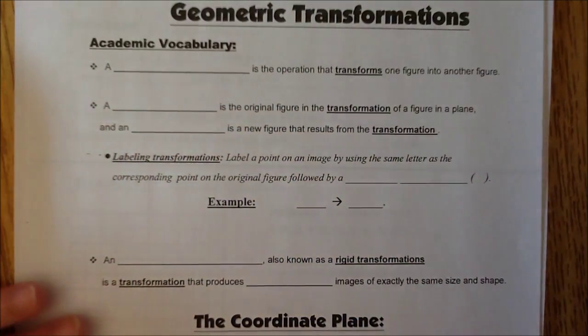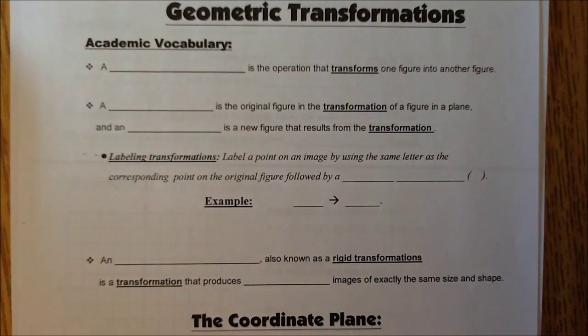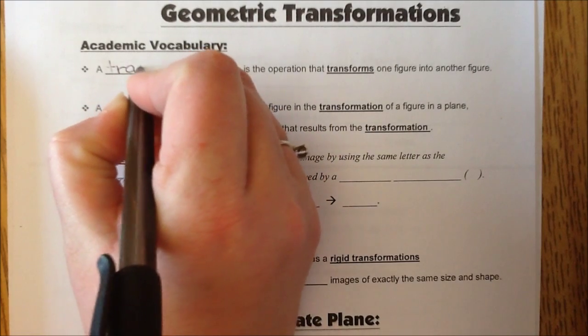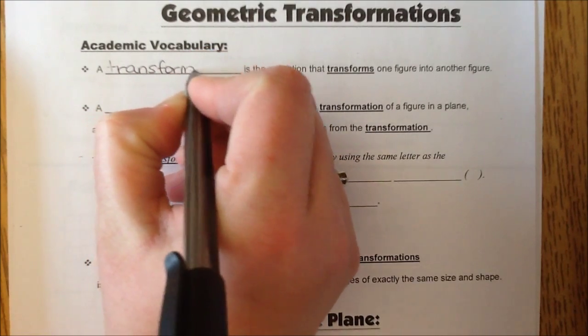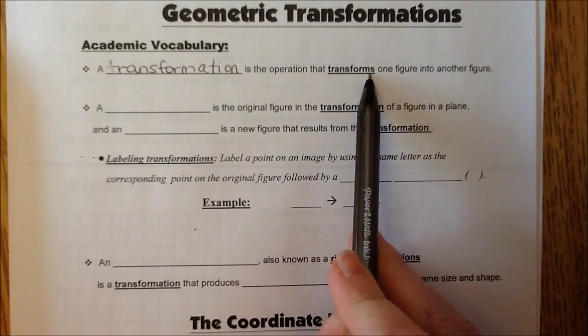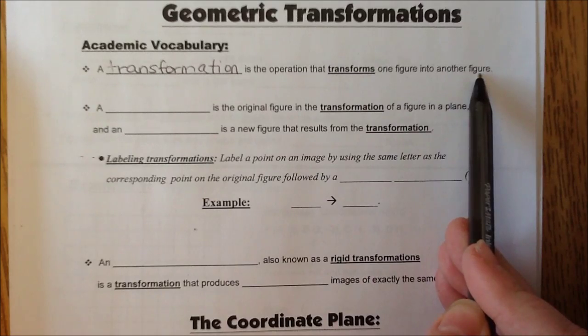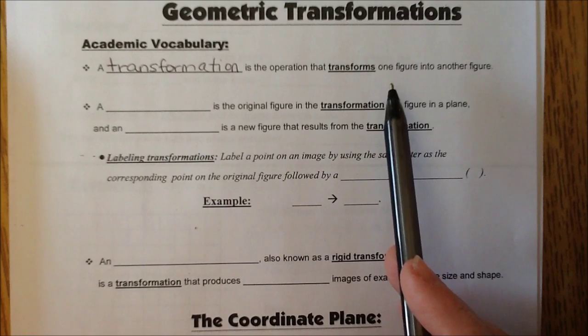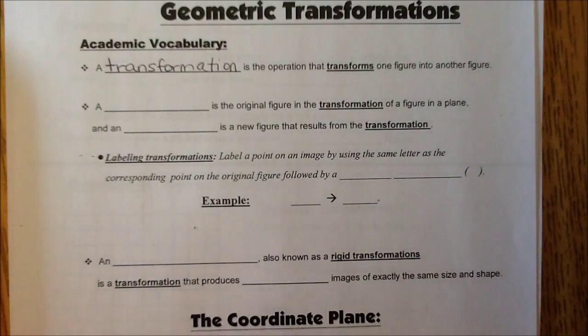All right, let's go over some vocabulary that we need to know. You need a black pen. A transformation is the operation that transforms one figure into another figure. Transformation. We're going to learn about four different transformations: a translation, a reflection, a rotation, and a dilation.